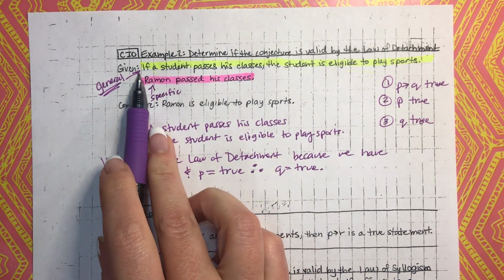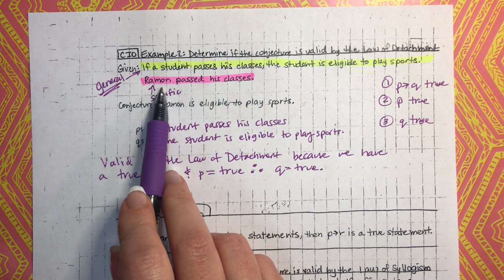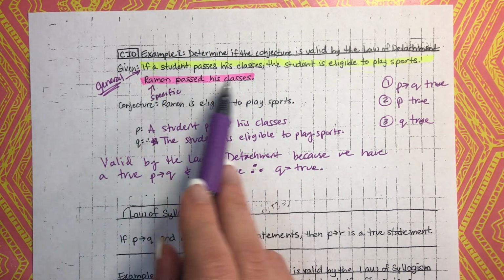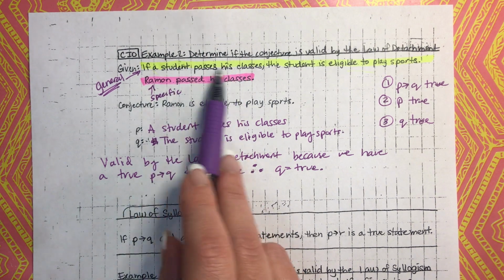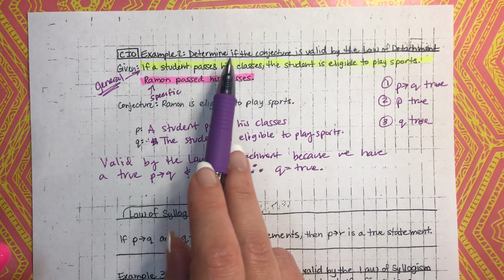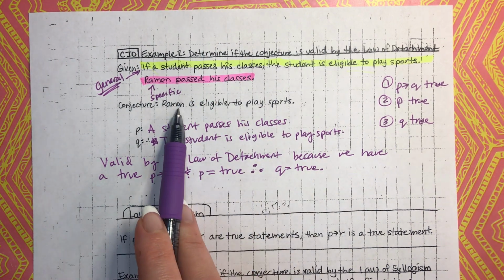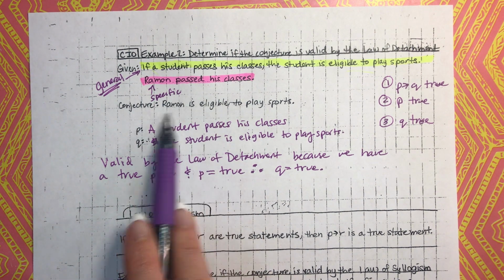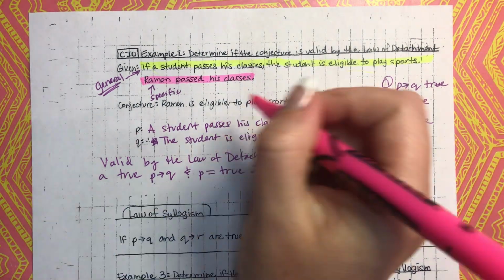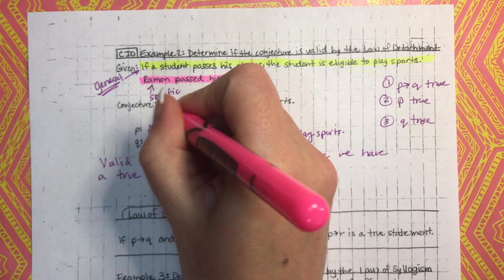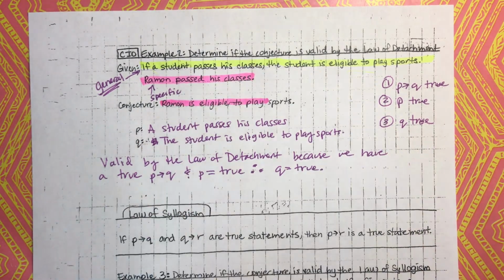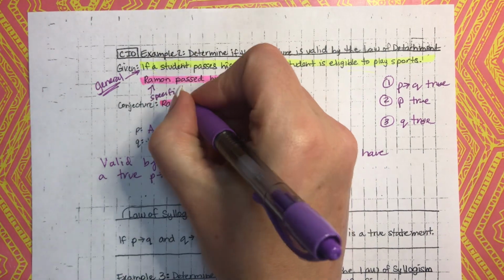Okay, we're not talking about all the students. Now we're talking about a specific student, Raymond. Well, Raymond passed his classes. Okay, so if we have a student and he passes his class, then the student should be eligible to play sports. And here the conjecture, this Q, is also specific. Raymond is eligible to play sports. So it's specific there too.